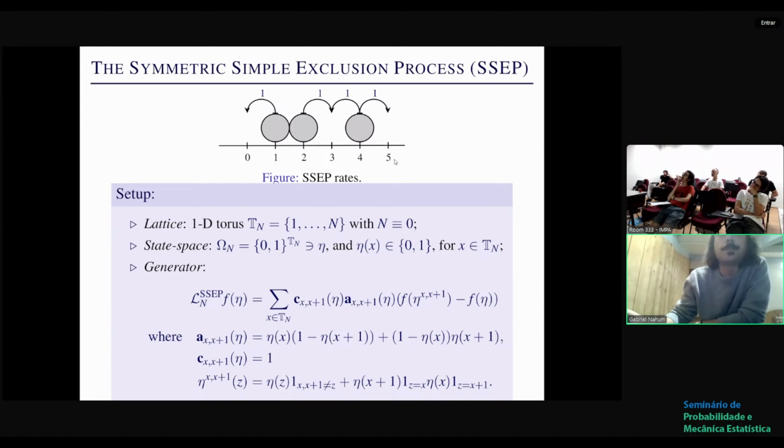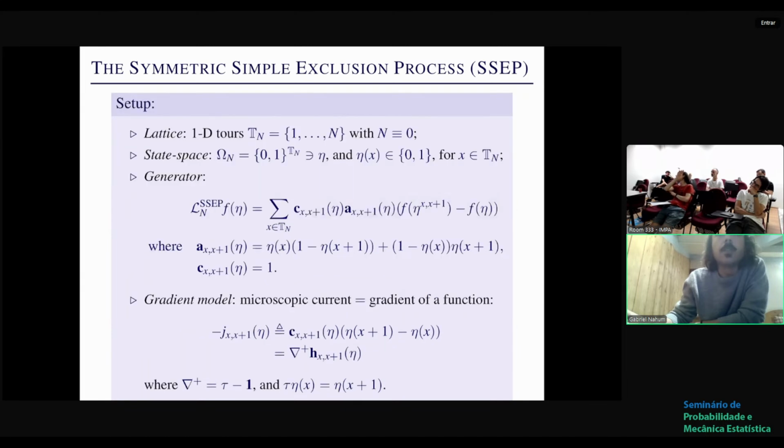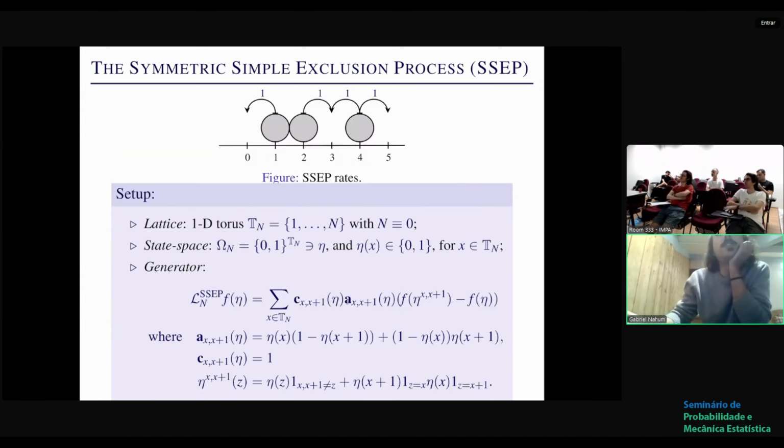This Markov process is defined by its Markov generator, which, applied to functions on our state space, has this expression here. Let me explain the important quantities here. This A is the exclusion constraint. A jump can happen to the right if the target site is empty. So here we have, for instance, eta_x and 1 minus eta_{x+1}. If eta_x is occupied and eta_{x+1} is empty, a jump can happen. And by symmetry, the reverse.